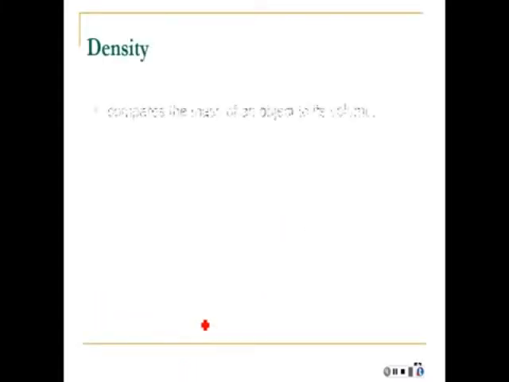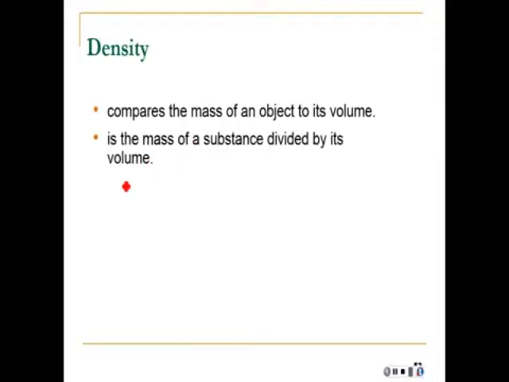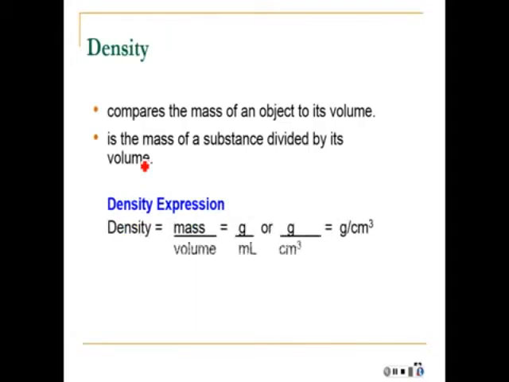Next topic is density. Here we're going to be comparing the mass to its volume. It's also the mass of the substance divided by its volume. And here is the formula for density. Density is mass divided by the volume. The units would be grams per milliliter or grams per cubic centimeter, which usually we write like that.